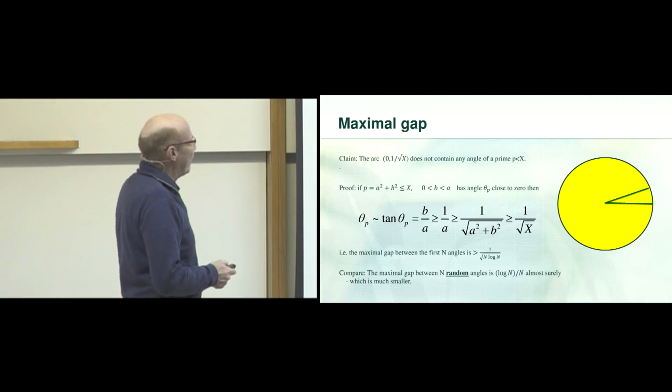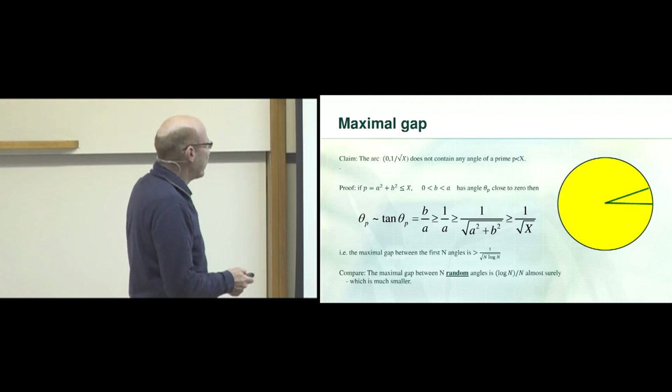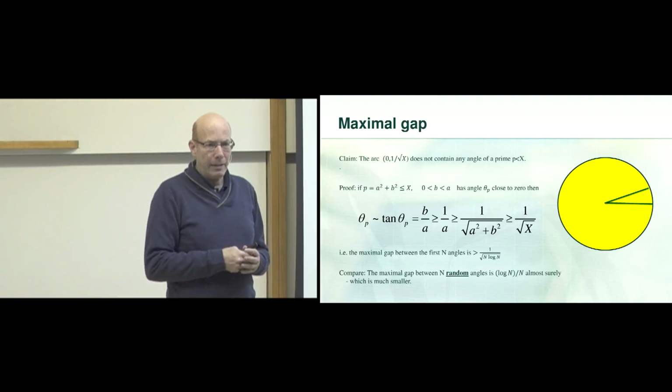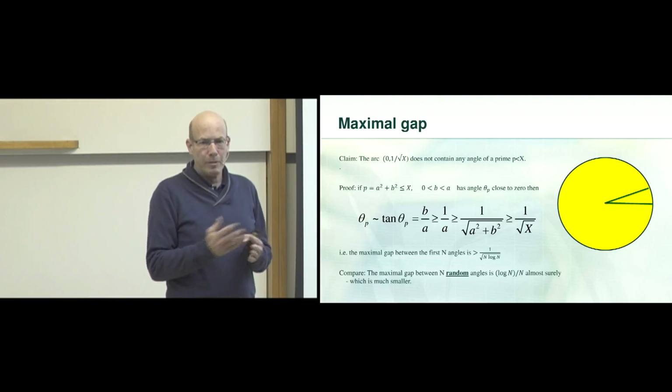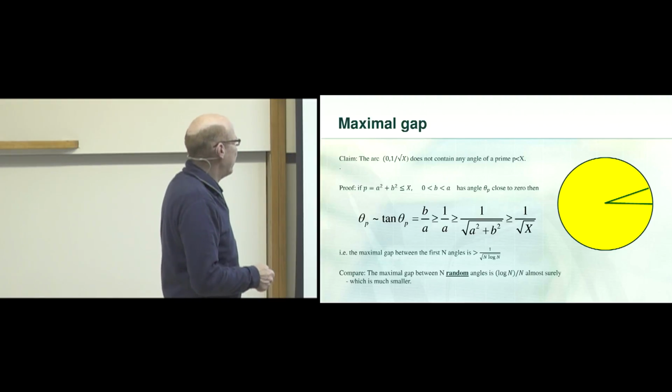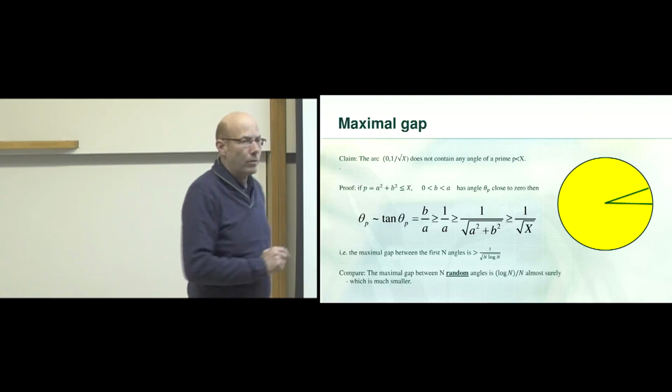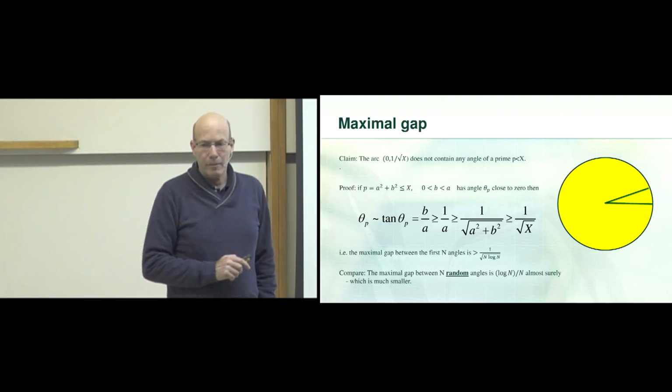So the tangent is at least 1 over a, where a would be the bigger of the two. And a is at least the square root of a squared plus b squared, which is root p. So you get at least 1 over root p, and p is at most x. You get at least 1 over root x. X is roughly n times log n, where n is the number of angles of primes up to x. So you get that the maximal gap is at least 1 over square root of n log n, because I found a big hole. So it's not random from this point of view.